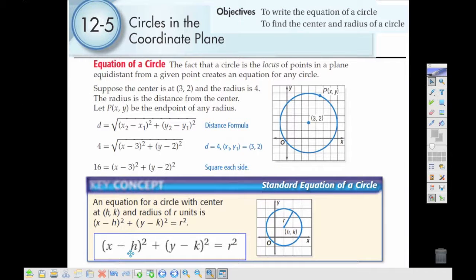We take x minus h. h is the coordinate of the x value of our center, and k would be the coordinate of the y value of our center. And so we put that (x minus h) squared and the (y minus k) squared. So the x goes with h because h is an x value, k is a y value. They go together. And then those will be equal to the radius squared. So in your equation you might see that as 16, but the radius would actually be 4.